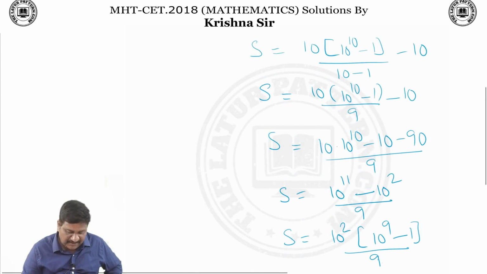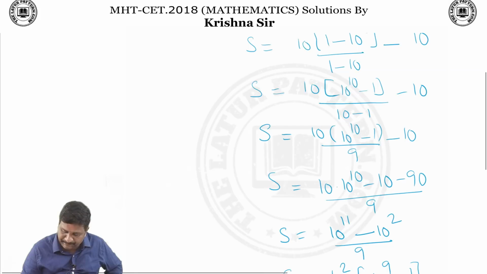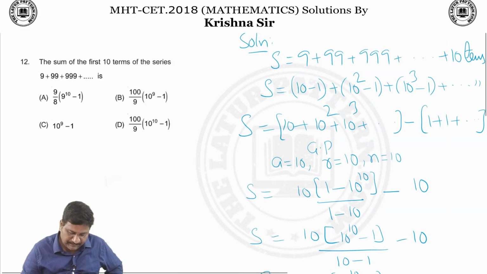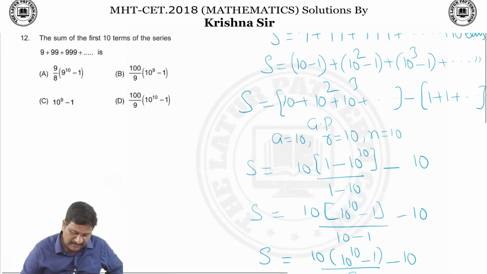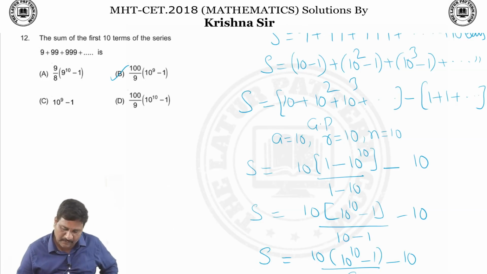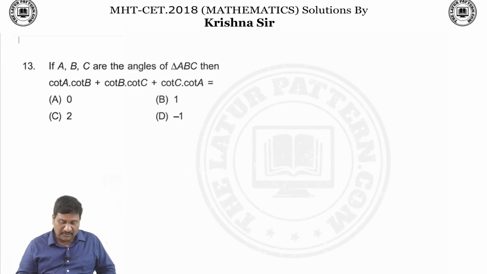Now the option is 100 upon 9 into (10 raised to 9 minus 1). So the option is B. Solution of question number 13.